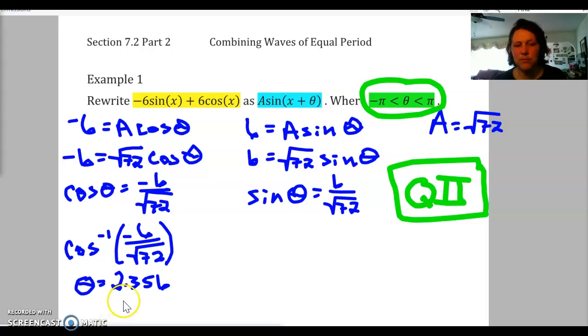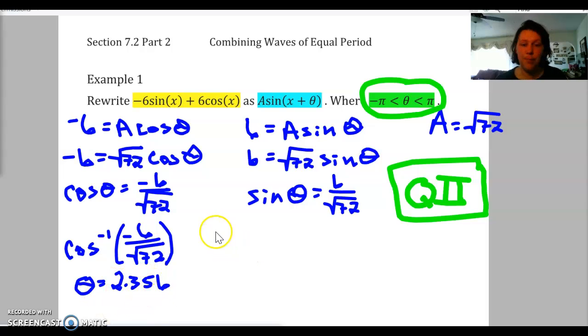Now I can run some numbers really quick. Look at what pi over 2 is, right? Look at what pi is. Okay, if you know those numbers well, you can see that 2.356 is going to be in quadrant 2. It is going to be between pi over 2 and pi. So that is a good solution.